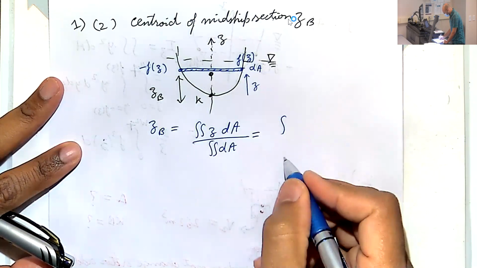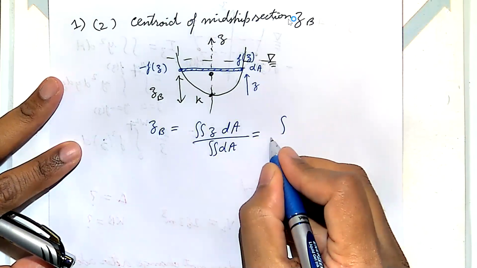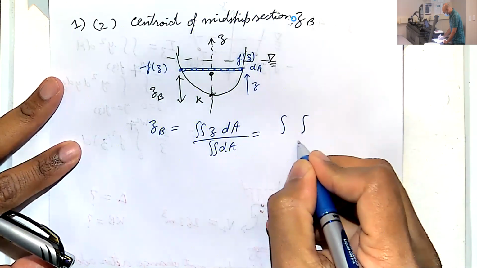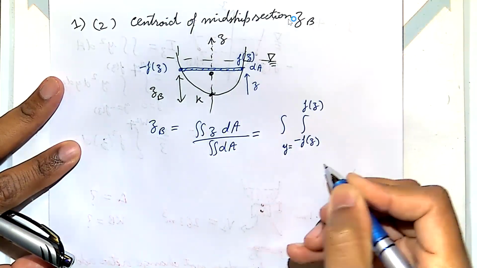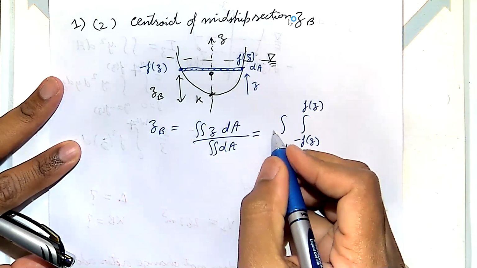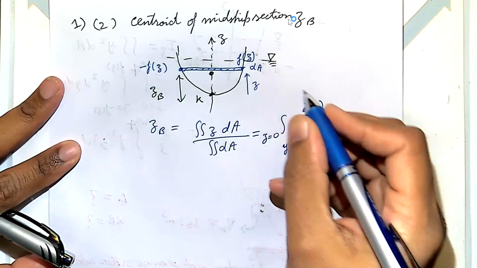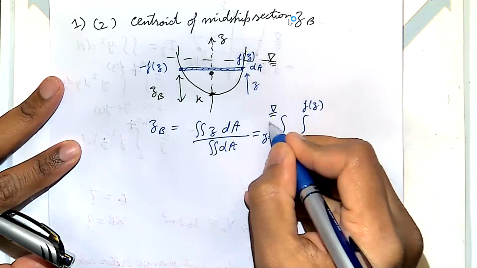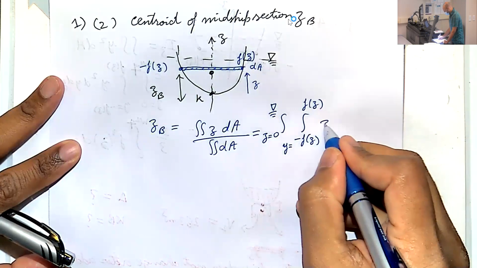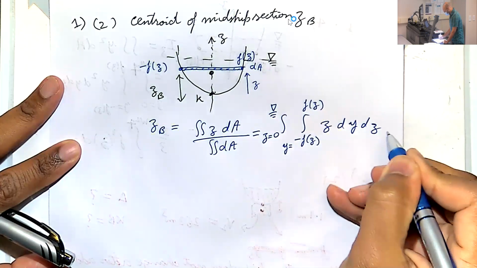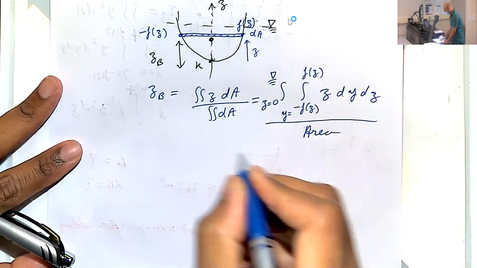So what do you say the limit should be in this case? Negative f of z to f of z. All right, negative f of z to f of z. That's the y, the inner one. And the outer should be what, 0 to what's the top, the DWL or the waterline? Yeah, the waterline. Okay, and we have z dy dz over area. That guy is just area.